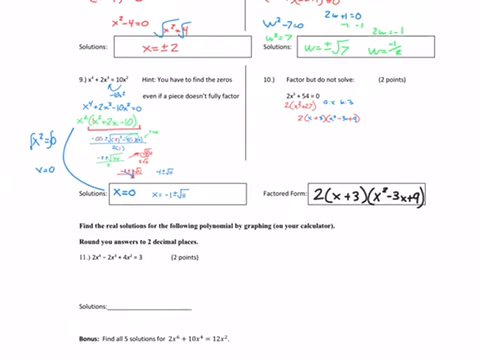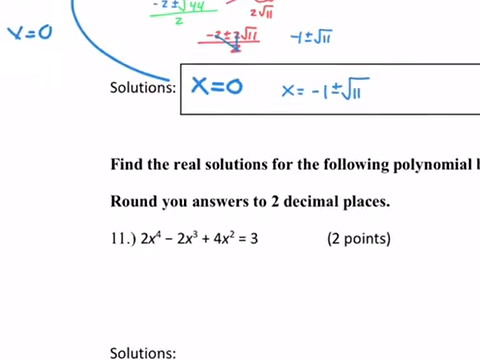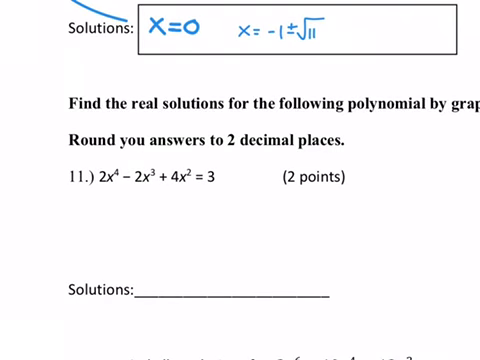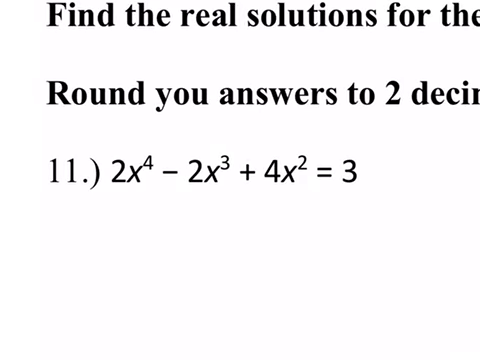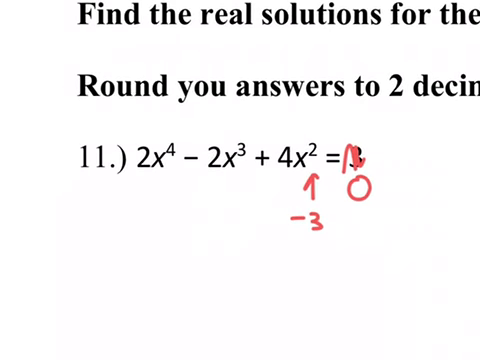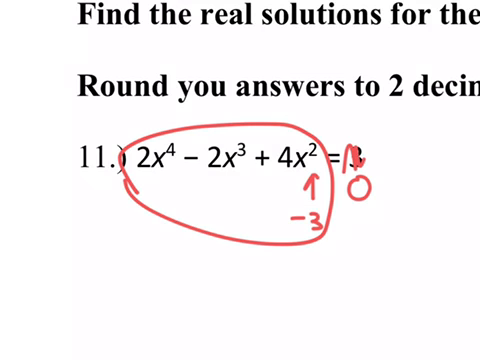Now, find the real solutions. So that means the spots where we can physically see it crossing over the x-axis. So how this works is, we'll want to graph it into our calculator, but we need to first set this up equal to 0. So we're going to subtract a 3 there. Now we're equal to 0. So we're going to type this into our calculator, and then we will graph it.